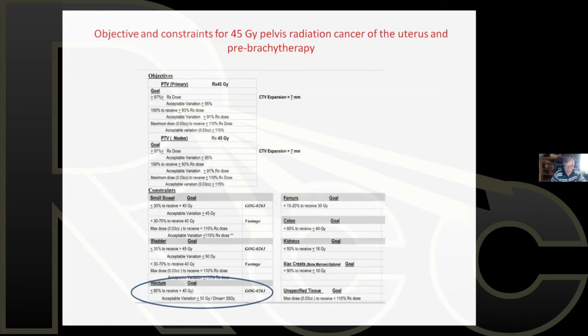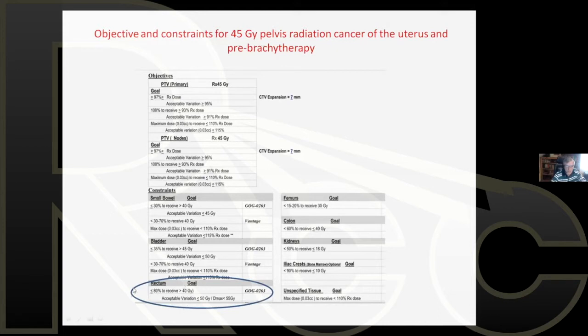So in this first case here, in the first course, the doctor prescribed 45 gray pelvis radiation, standard dose to the pelvis for the uterus, cancer of the uterus. This was post-hysterectomy, so this is going to the pelvis to treat the pelvic nodes, and it will be followed by a brachytherapy boost.